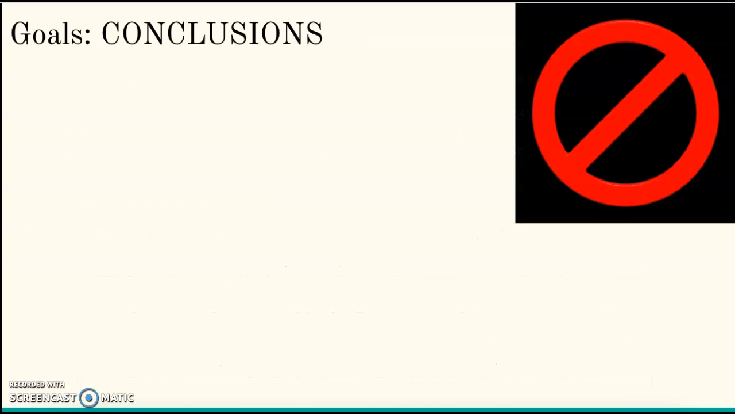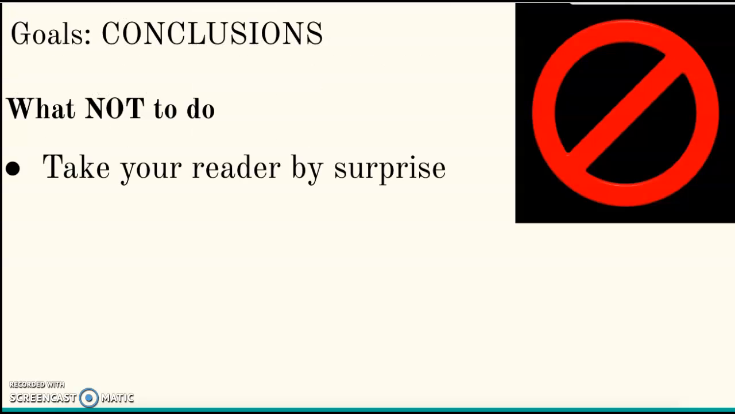Well, what are the goals of conclusions? Well, first, before we talk about the goals of a conclusion, let's talk about what conclusions aren't, what a conclusion should not do or should not be. One thing is we don't want readers to be taken by surprise when we have a conclusion. So nothing at the end of our book should be surprising to our readers.